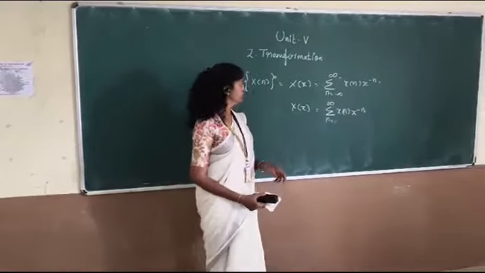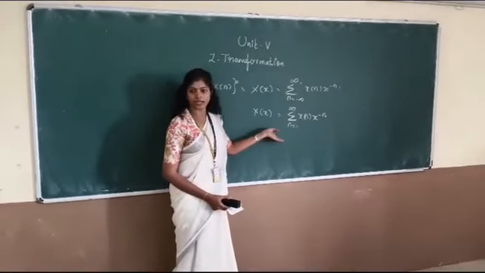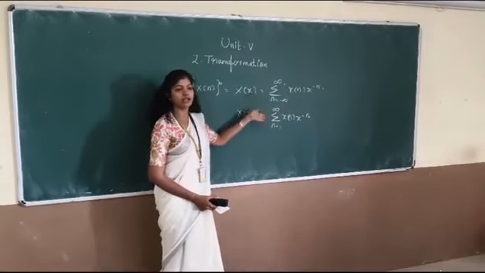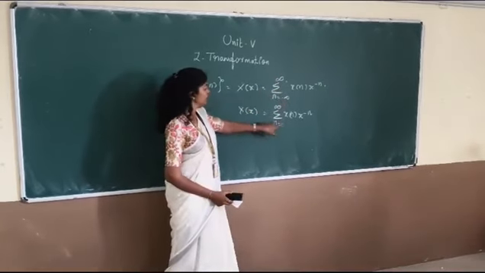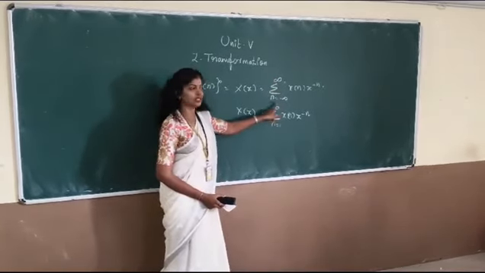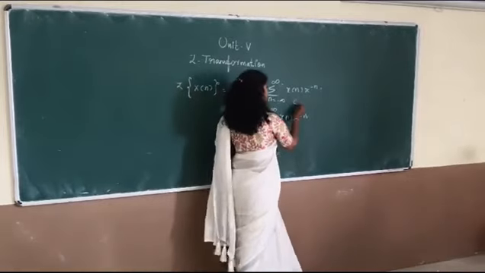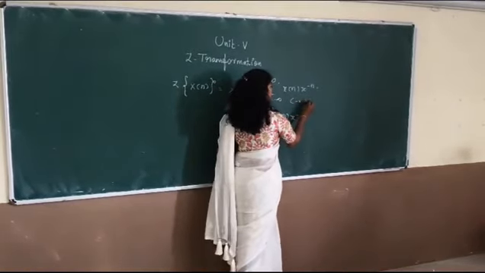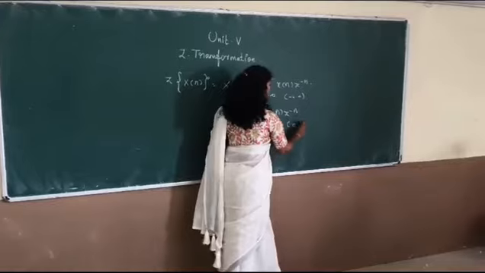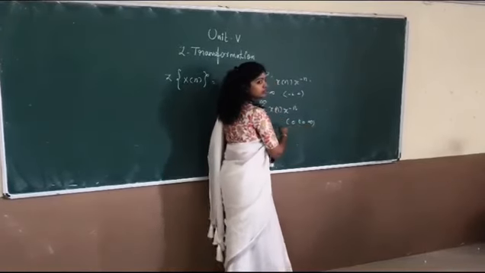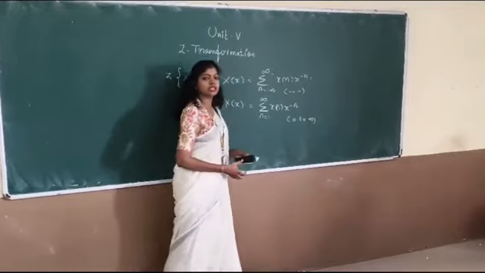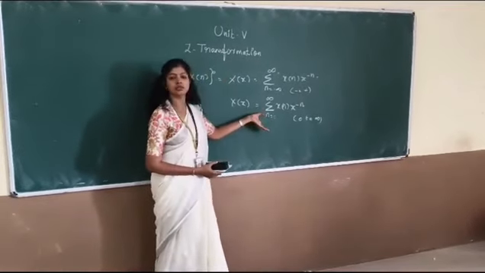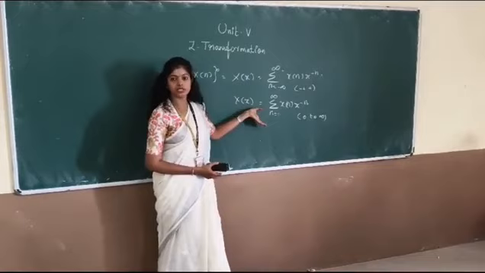Earlier I told you that we have two types of Z transformations. One is bilateral, and the other is unilateral. Bilateral means minus infinity to infinity, and unilateral means 0 to infinity. That is, bilateral covers negative numbers to positive numbers, while here we consider 0 to positive alone. That's why we call this a unilateral Z transformation. Mostly in our syllabus we are going to use the unilateral Z transformation alone.